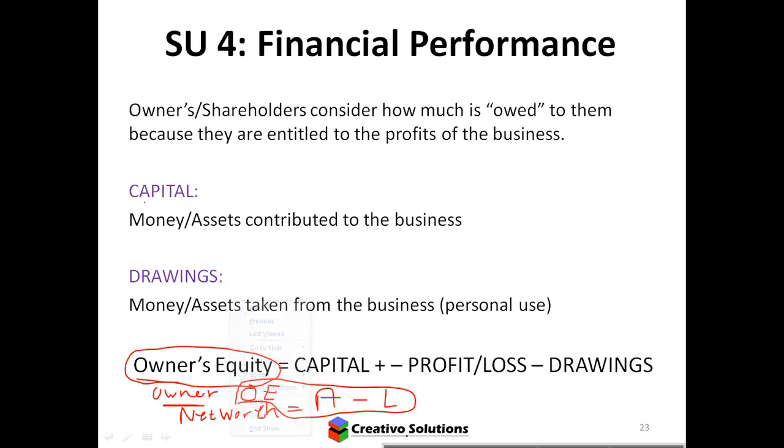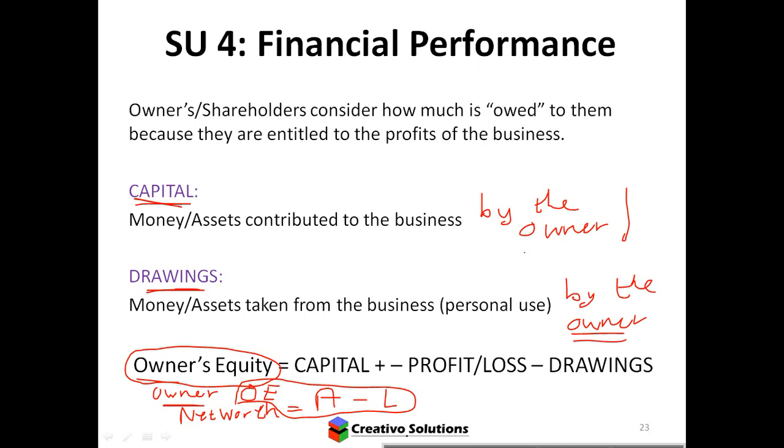What is capital? So why is capital capital? Well, capital is money or assets that's contributed to the business by who? Correct. That's important. So it's always, always, always by the owner. Same thing with drawings. Money or assets, but not given, taken from the business for personal use by the owner. That's what we're looking at.